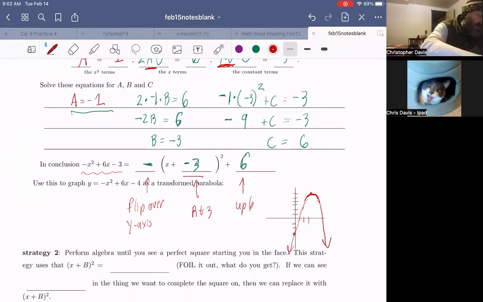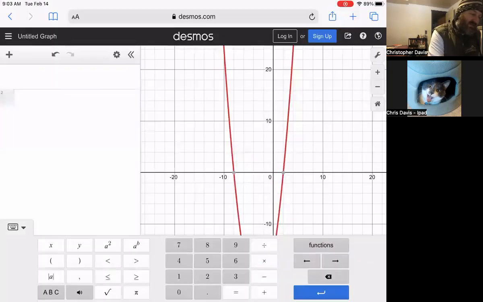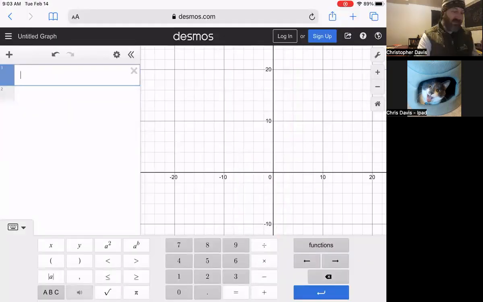Oh, here's an error. That should be a 3, shouldn't it? How to fix that error? Oh, well. I'll try to fix it before too many people get a hold of these notes. And -(x minus 3) squared plus 6. Sorry, I was just writing things down so that I can now have Desmos graph them. So let's do that.